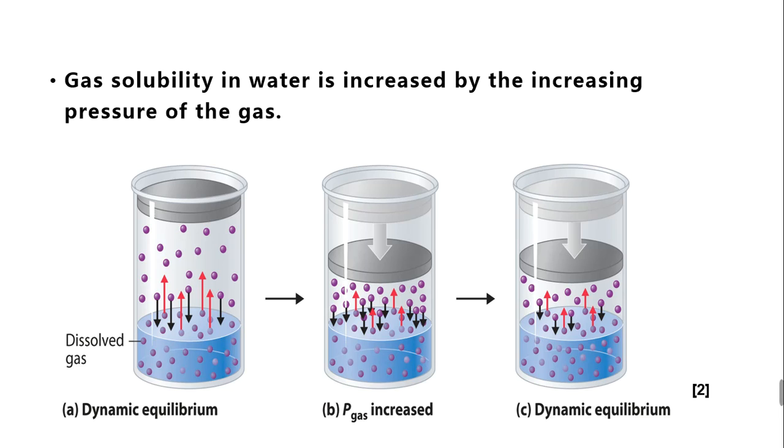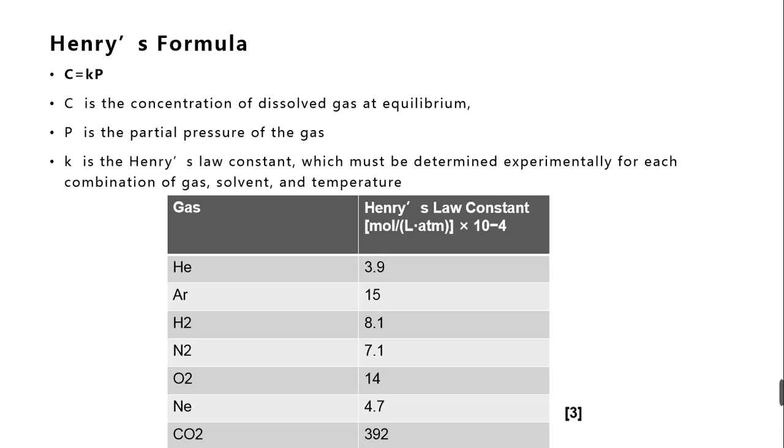So at this time, the dissolving rate is quicker than the leaving rate for the system to reach another dynamic equilibrium. After a while, you can see that in C, the rates become the same again, but there are more molecules dissolving into the water compared to diagram A because of the increasing pressure of the gas.